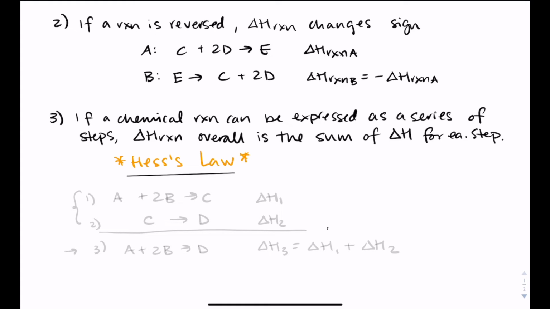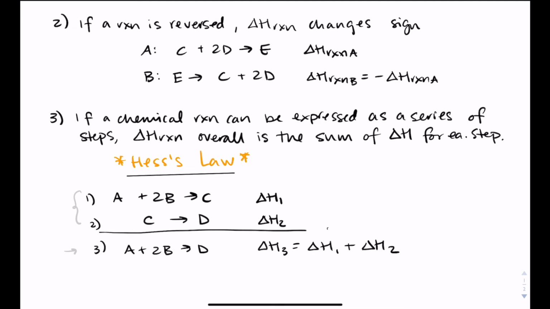So I do have an example here. If I have A plus 2B turning into C, that has a delta H1, and C turning into D, that has a delta H2. When I add these together, I get A plus 2B turning into D, and the delta H of this reaction is the sum of delta H1 and delta H2.